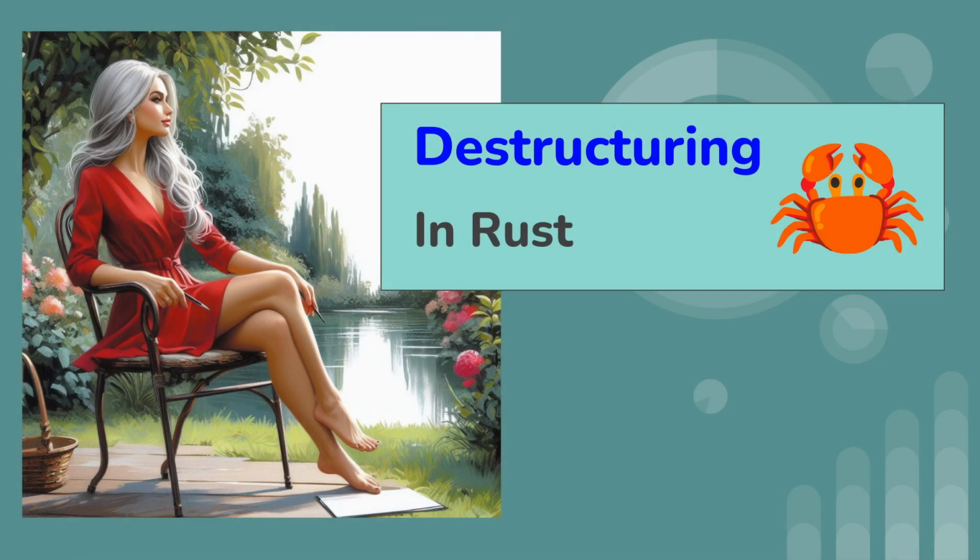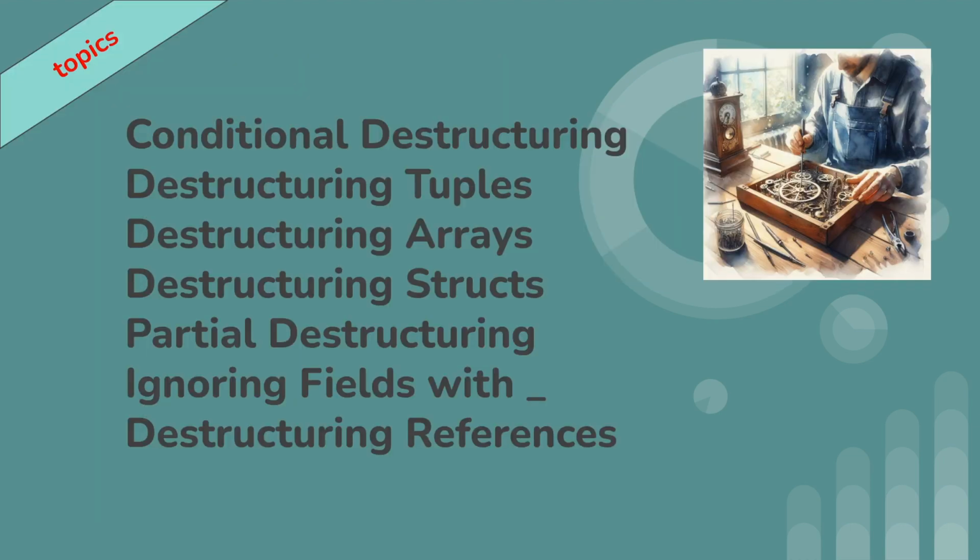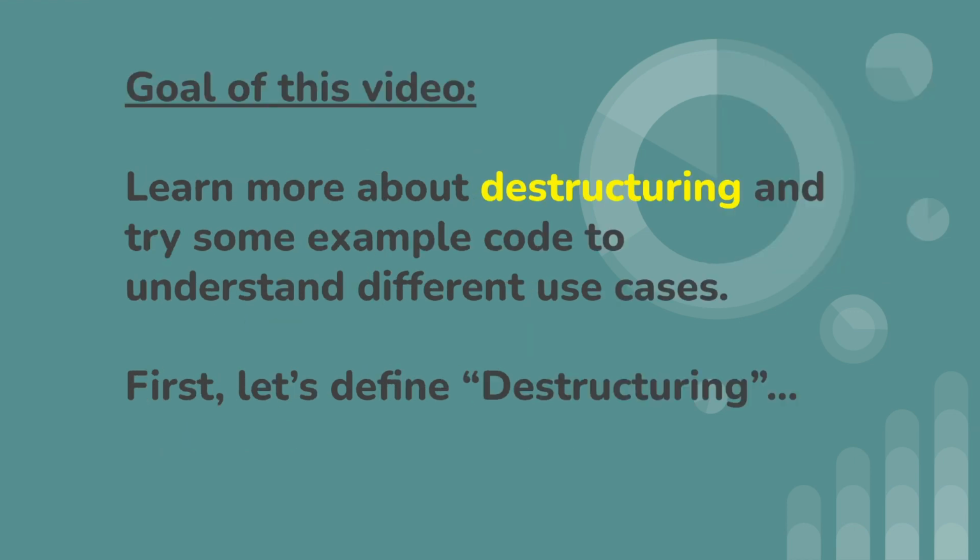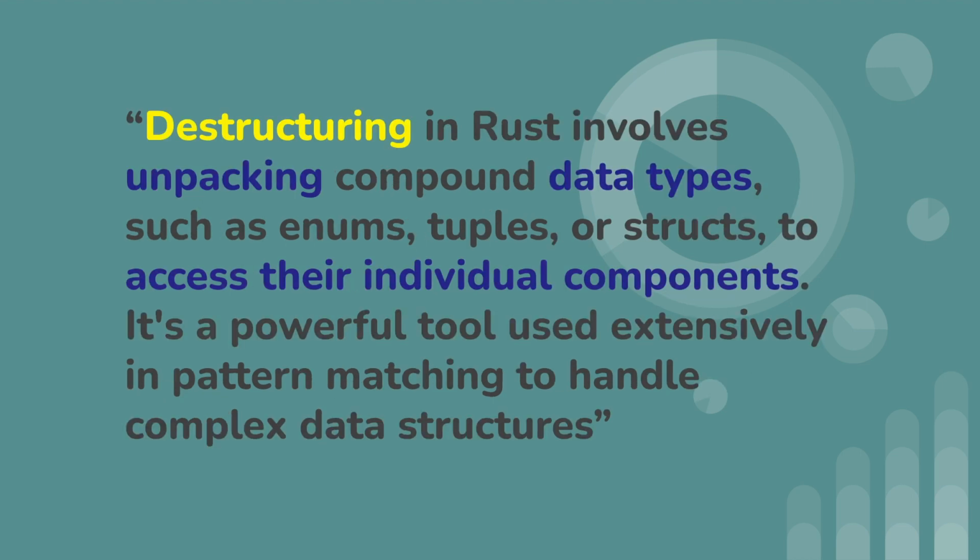It's more common in Rust than certain other languages. We're going to look at conditional destructuring, which I think is probably the most interesting one. Then we'll look at destructuring tuples, arrays, structs, partial destructuring, ignoring fields with underscores, and destructuring references. So the goal is to learn more about destructuring, and we'll look at a couple of examples.